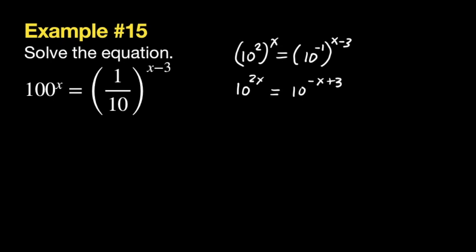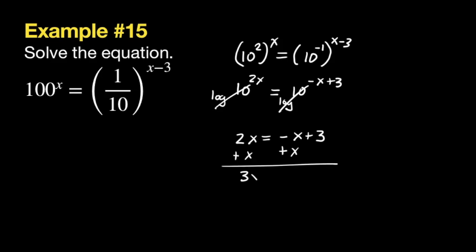Now you do log on both sides, just with your common base. This will cancel, and you have 2x is equal to negative x plus 3. We add x to both sides, and we get 3x is equal to 3. We divide by 3, x is equal to 1.